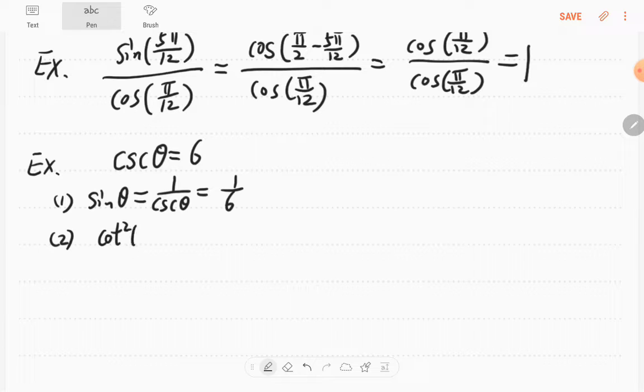What about cotangent square? Cotangent square, we know we have the identity cotangent square plus 1 equals cosecant square. So this one is cosecant square minus 1, right? This is the Pythagorean identity. So this one is equal to 6 squared minus 1, so this is 35.